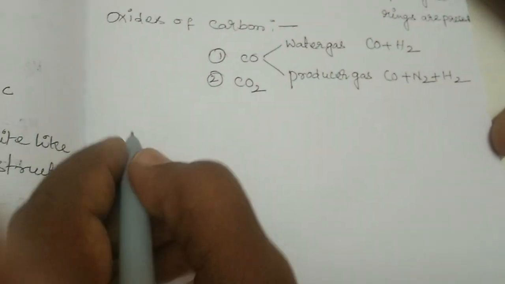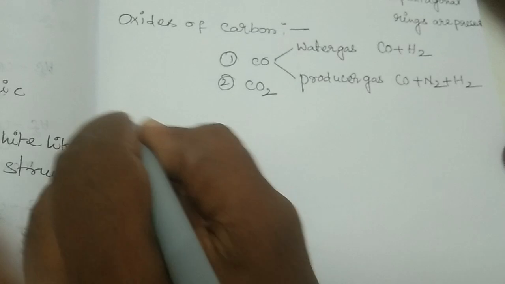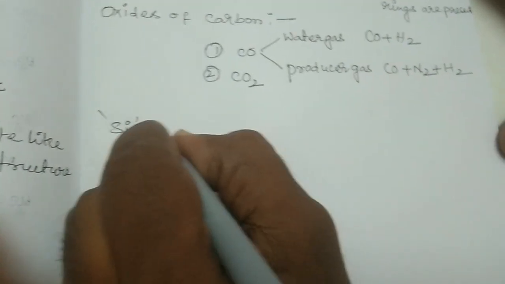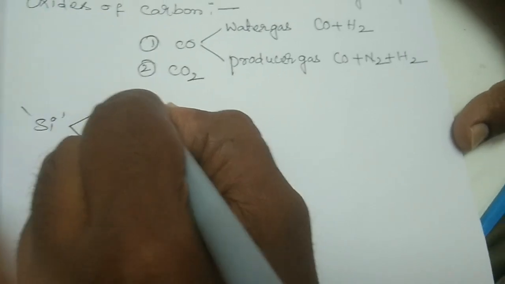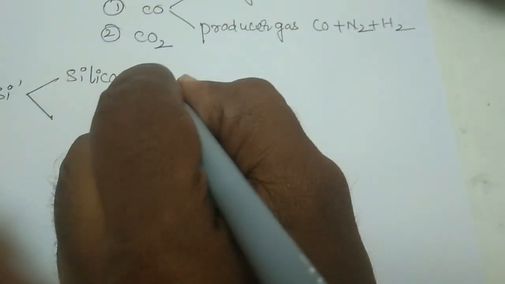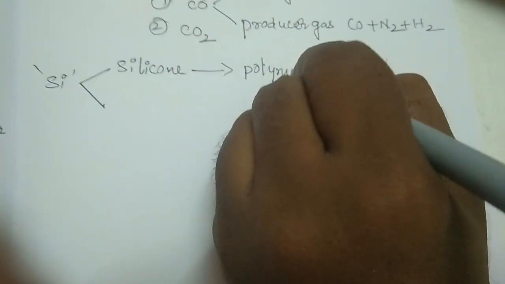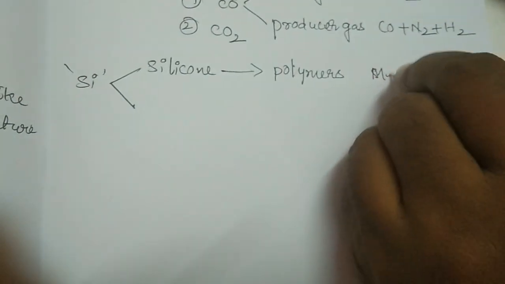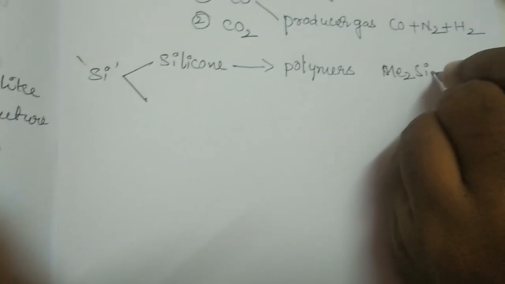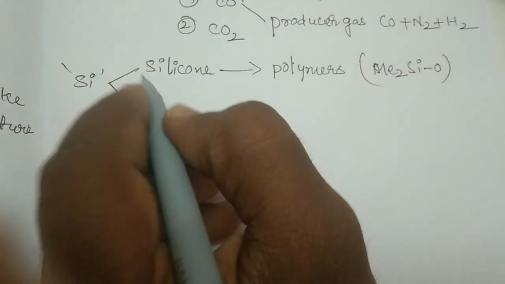Okay, next is silicon. Silicon can form silicones. Silicones are polymers with a repeating unit of dimethyl SiO. So this is the repeating unit in silicones.